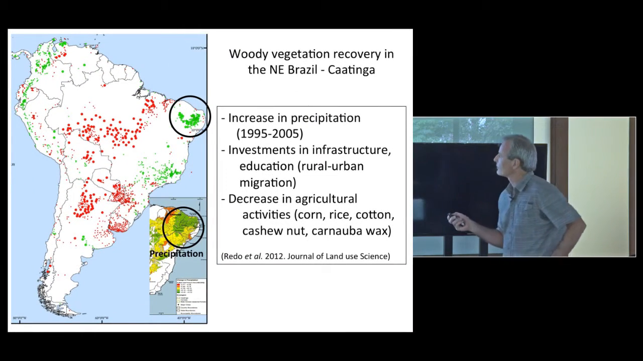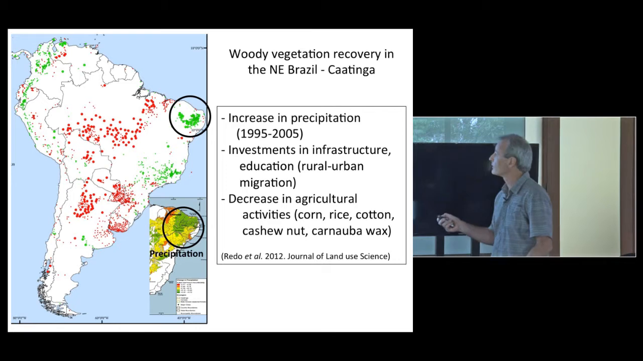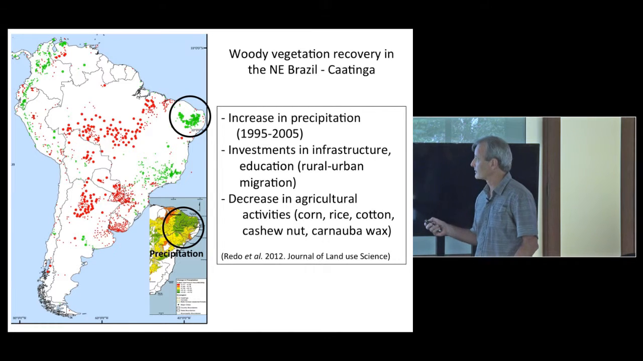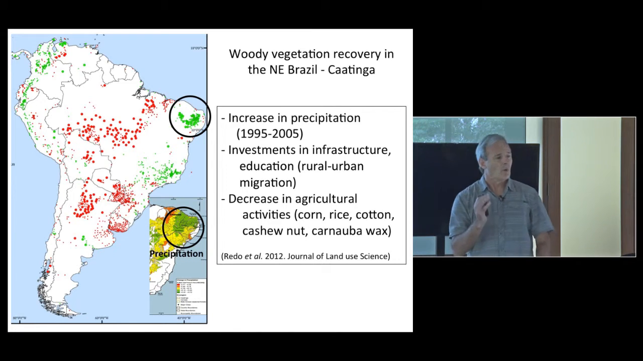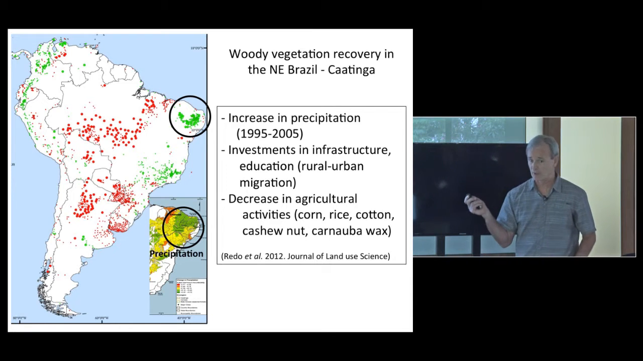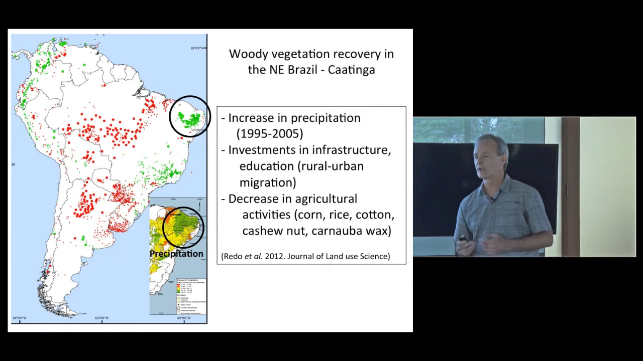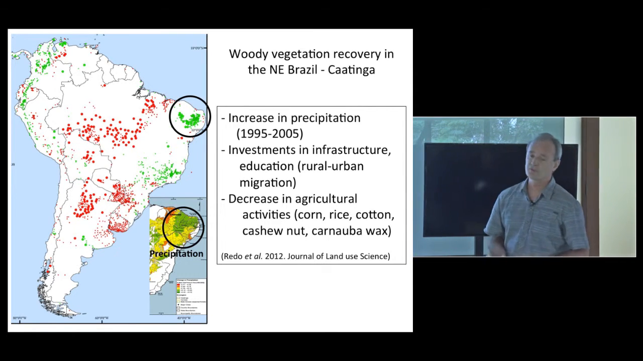And the last area that I want to talk about, which was a big surprise for me, is in northeastern Brazil, in the Caatinga, in the dry shrub areas of this region. When we saw this, the first thing I did was, I have never been in this part of Brazil, but I had always associated this with an area of desertification.